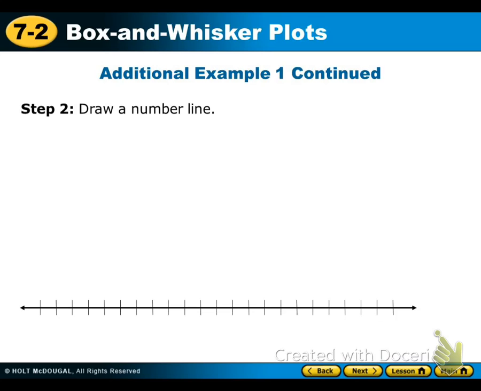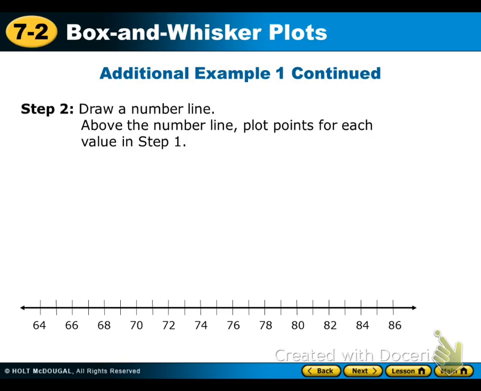Now we draw a number line and label it to include all of the numbers in our data set. Now, just in case you don't understand, if we started this number line at 0, how long would our number line be? It would be extremely long. So we want to make sure that we're using the range of data, the lowest number and the highest number, to draw a number line that includes all of our numbers, but doesn't have too much extra information. So, above the number line, you're going to plot the points for each value in step 1.